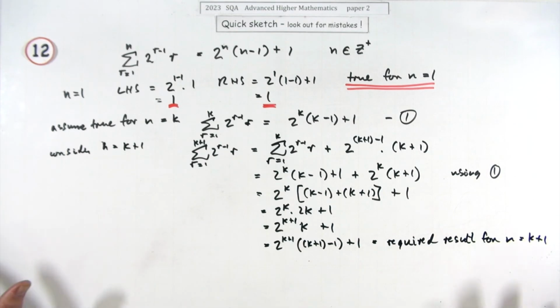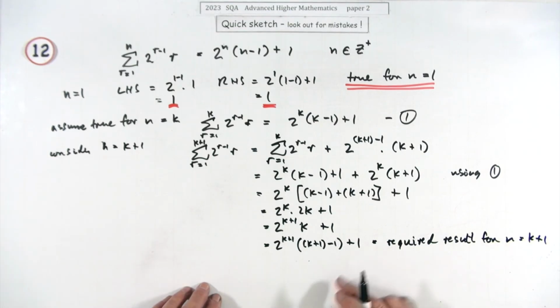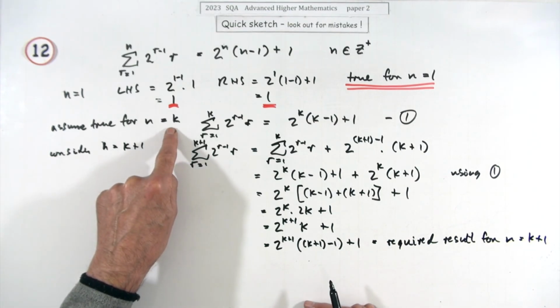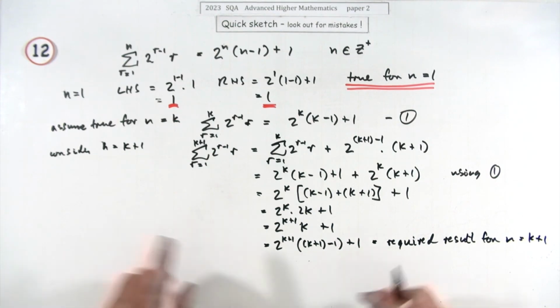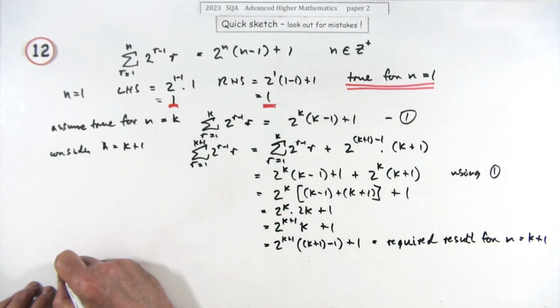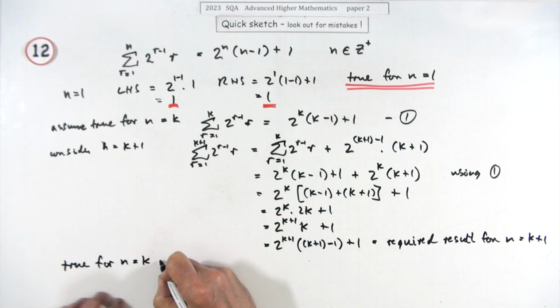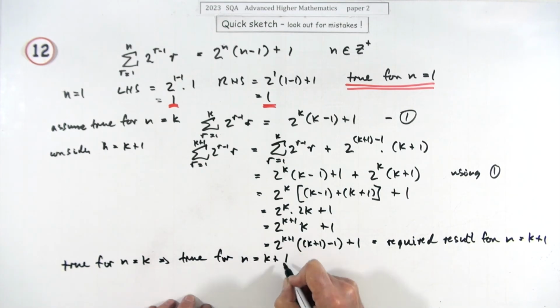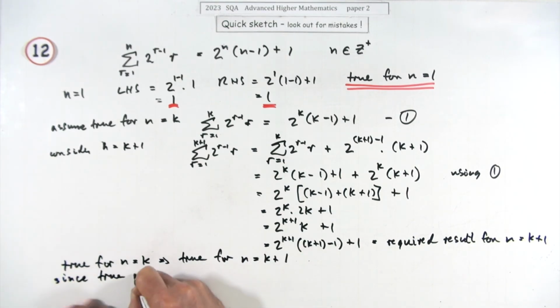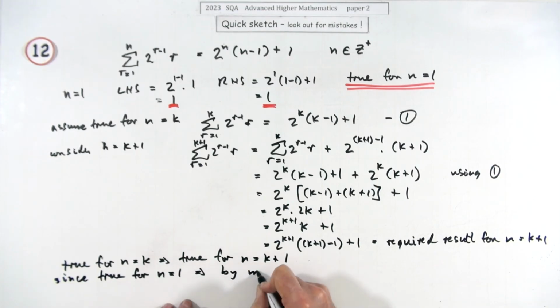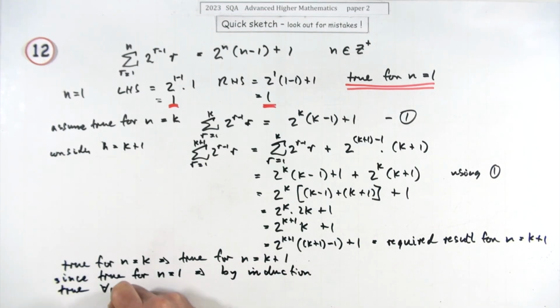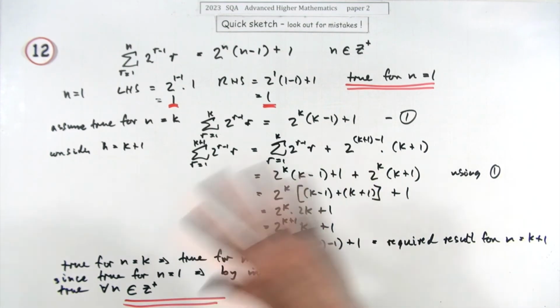Now it's the big spiel, because that says it worked. That says, assuming that that was true, that worked. So now we just have to write all this out. True for n equals k meant it was true for n equals k plus 1. And since it was true for n equals 1, that meant by induction it was true for all n members of the positive integers. Now, it could have been fancy and said by mathematical induction, but that's implied in the context.